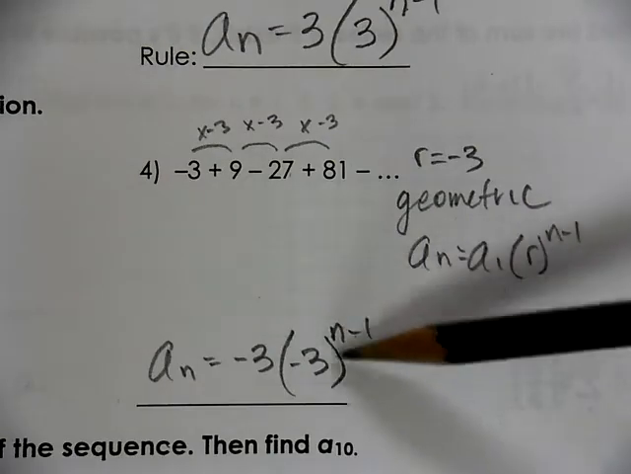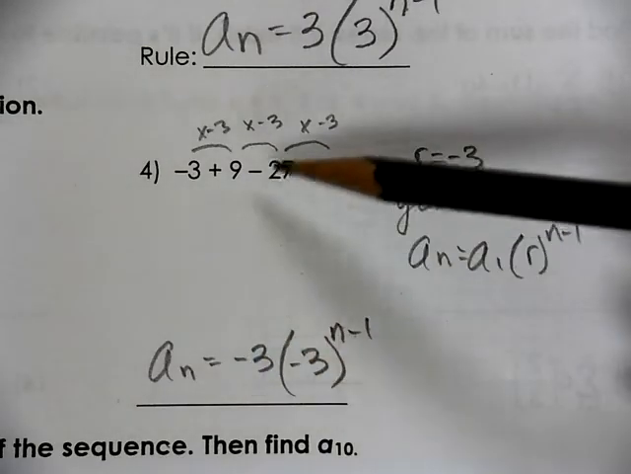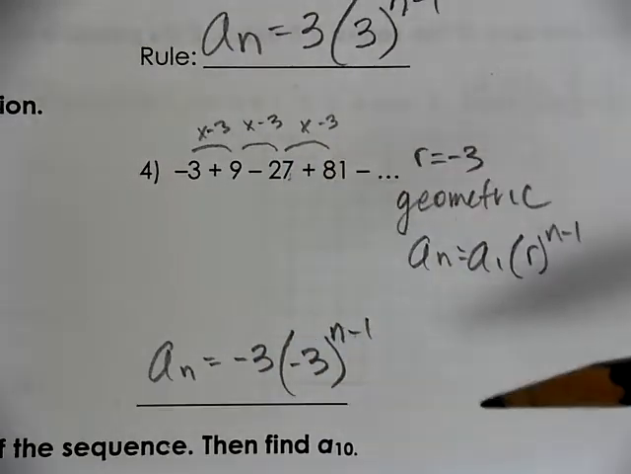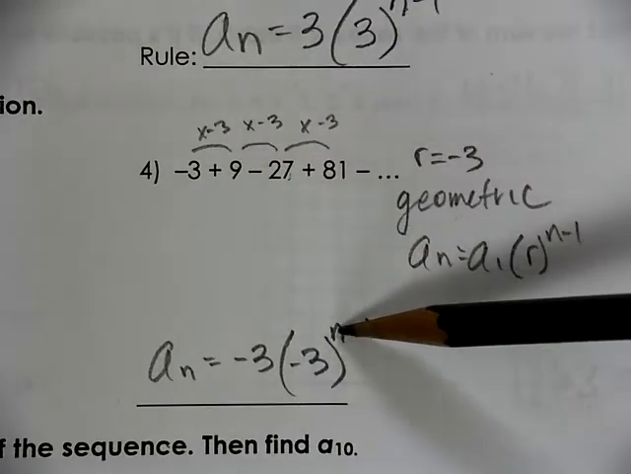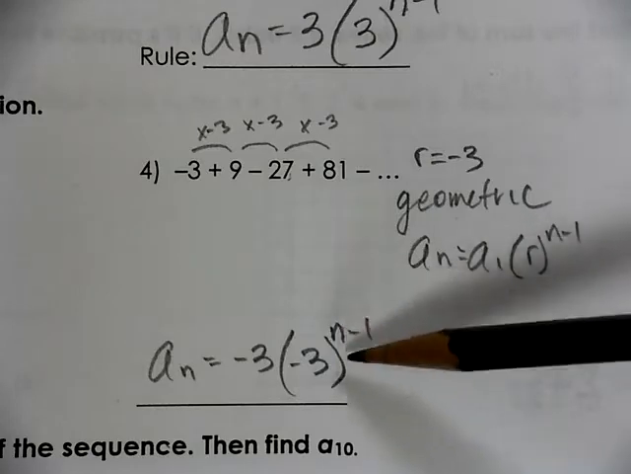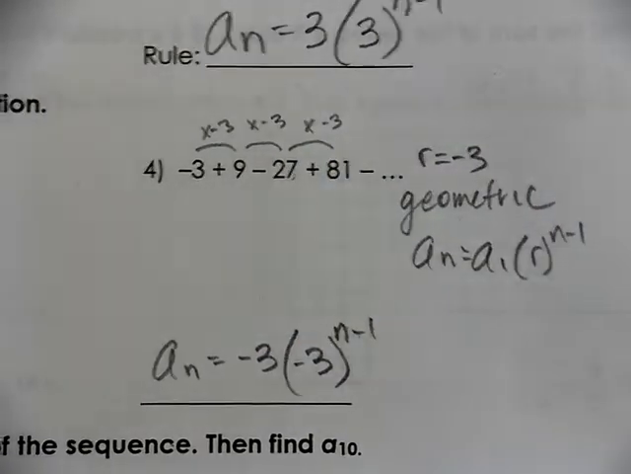3 minus 1 gives me 2. When I square negative 3, I get 9. Positive 9 times a negative 3 gives me a negative 27. And to get my second term, I plug in a 2. So 2 minus 1 is 1. So I have negative 3 times negative 3 gives me positive 9. Perfect.